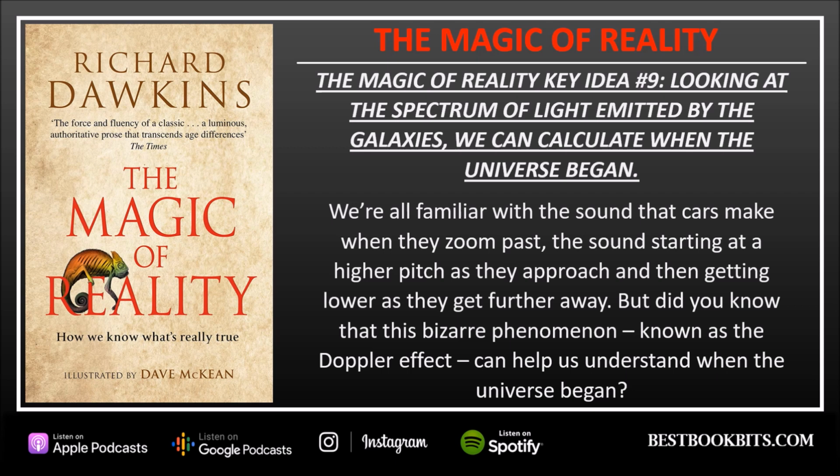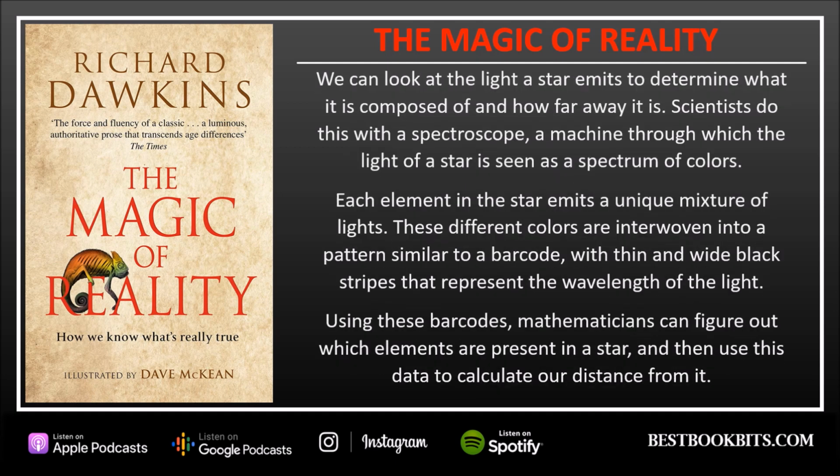We're all familiar with the sound that cars make when they zoom past, the sound starting at a higher pitch as they approach and getting lower as they get further away. But did you know that this bizarre phenomenon, known as the Doppler Effect, can help us understand when the universe began? We can look at the light a star emits to determine what it is composed of and how far away it is. Scientists do this with a spectroscope, a machine through which the light of a star is seen as a spectrum of colours.